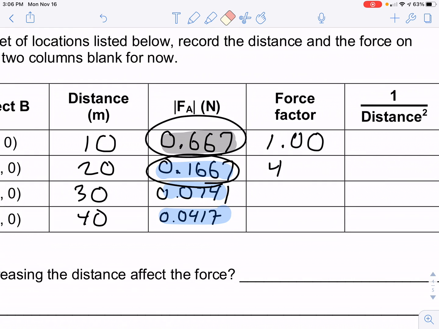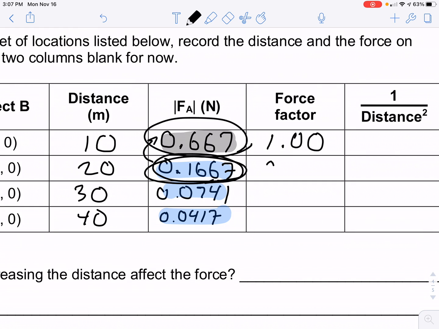I'm sorry, ladies and gentlemen, I have this backwards. We want to take the new force value and divide it by the original force value. I'm sorry, I have that backwards. 0.1667 divided by 0.667. So we're going to take this divided by this, and we get 0.25. We get a quarter. So by doubling the distance, the force has reduced itself by 4. It's gone down by 4.